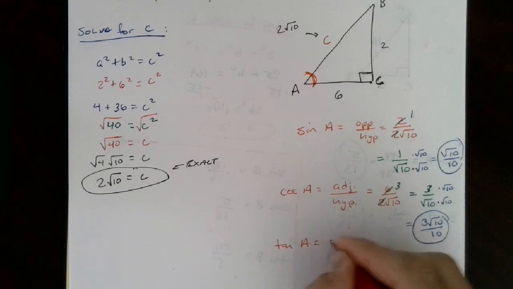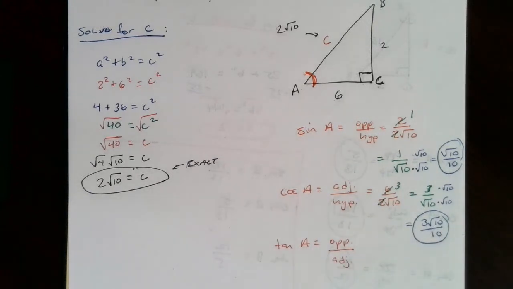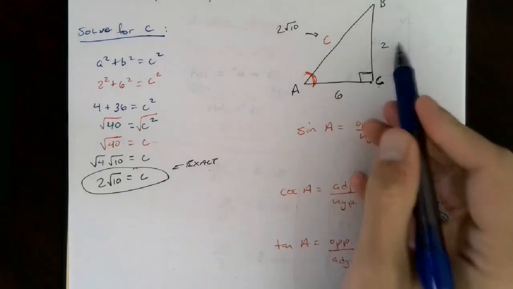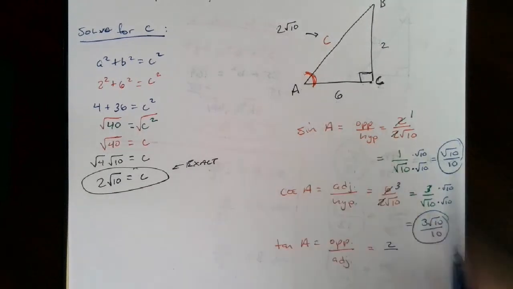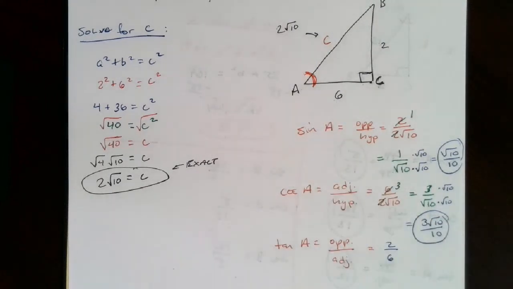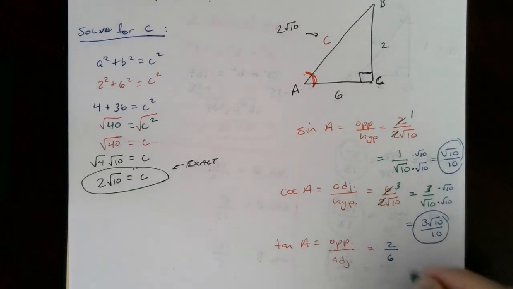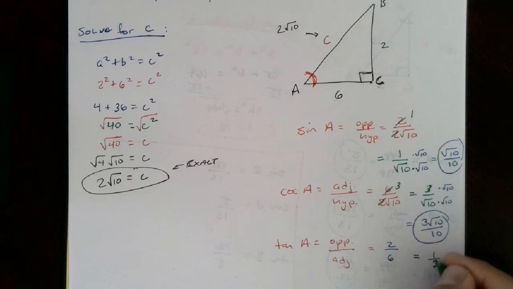Well, tangent is what? Tangent is opposite over adjacent. So if I'm talking about opposite over adjacent here, what's opposite of angle A? Well, opposite of it is 2 over the adjacent, which is 6. That's what's next to angle A. And then we reduce this. 2 over 6 reduces to, right, 1/3.